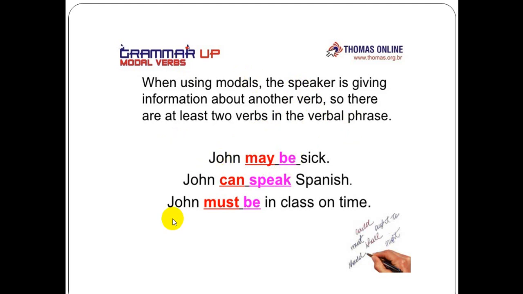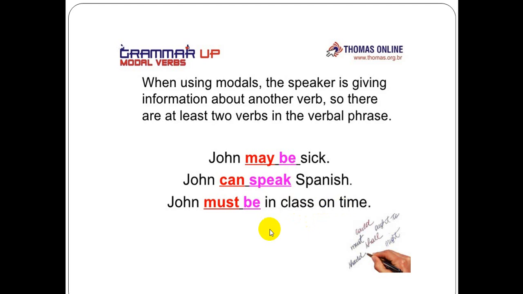As you see here in these examples, modal verbs are in red color: may, can, must. But the main verb here is in pink: be, speak, be. So here we have two verbs in the verbal phrase. John may be sick. John can speak Spanish. John must be in class on time.